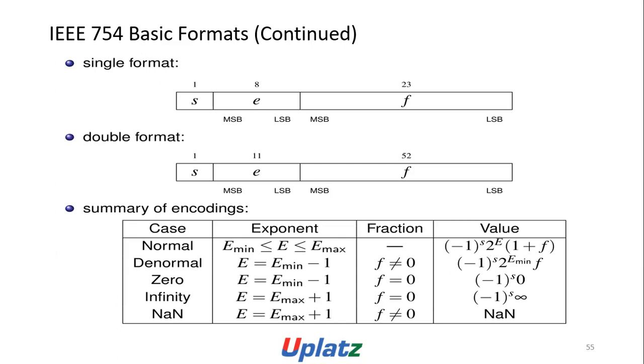Denormalized: E is equal to E min minus 1, F not equal to 0, value is (-1)^S times 2^E min times F. Zero: E is equal to E min minus 1, F is equal to 0, value is (-1)^S times 0. Infinity: E is equal to E max plus 1, F is equal to 0, value is (-1)^S times infinity. NaN: E is equal to E max plus 1, F not equal to 0, value is NaN.